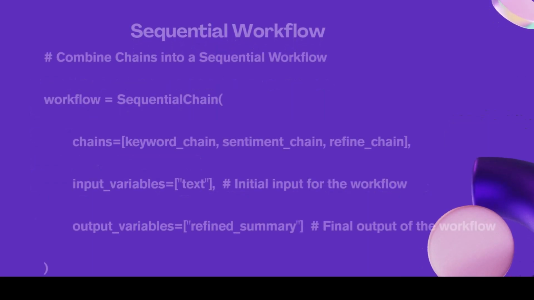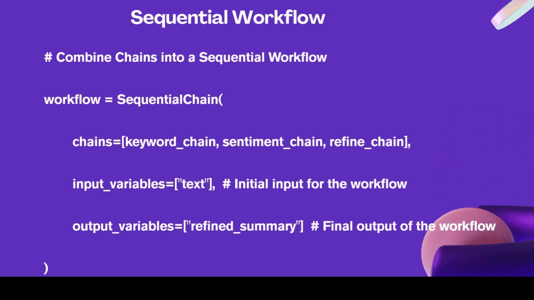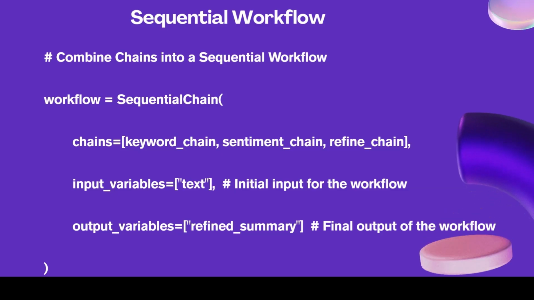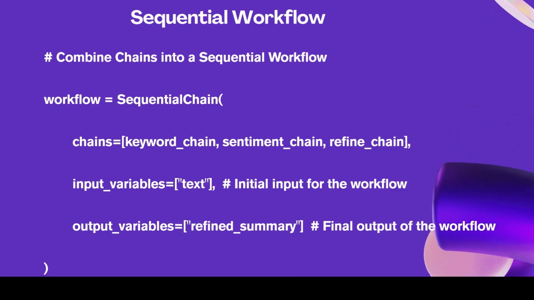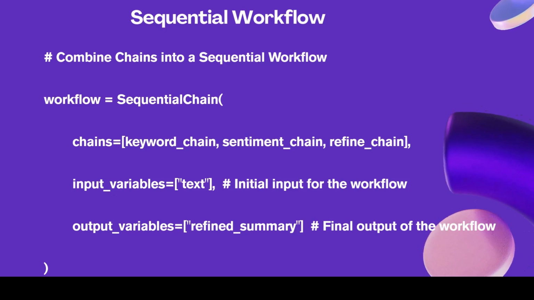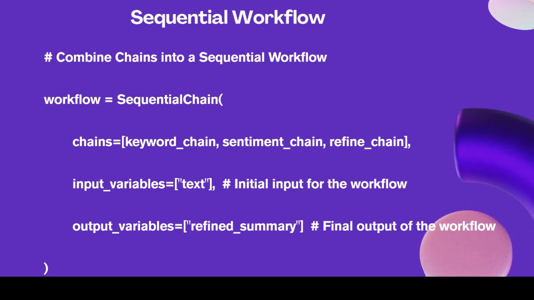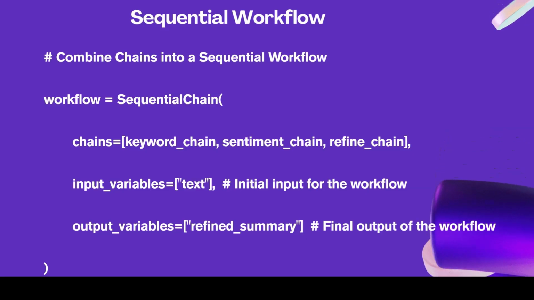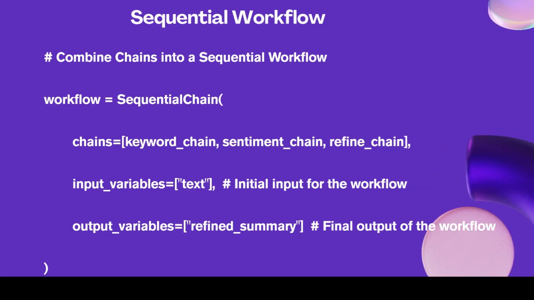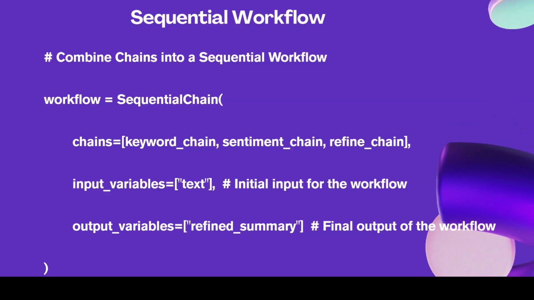Combining chains. We combine all chains into a sequential chain. This code combines multiple chains, keyword chain, sentiment chain, and refine chain, into a sequential workflow using the SequentialChain class. The workflow takes text as input and produces refined summary as output after processing through each chain. This creates a single end-to-end workflow from raw text to refined insight.